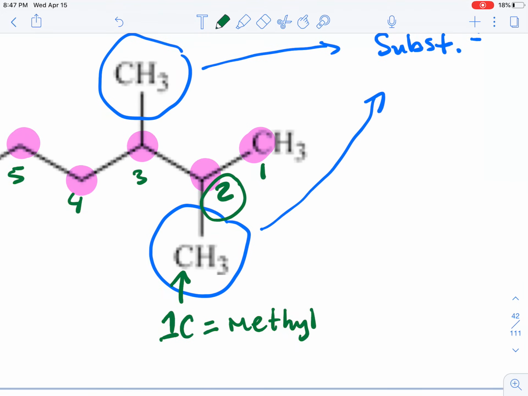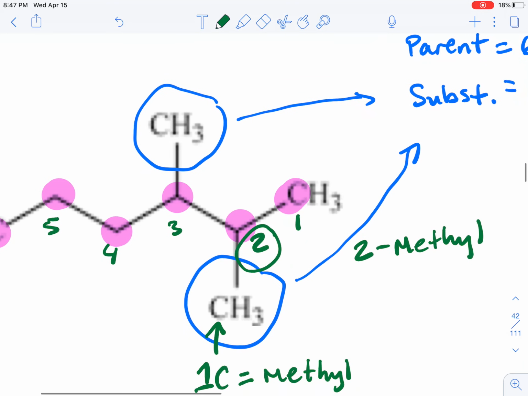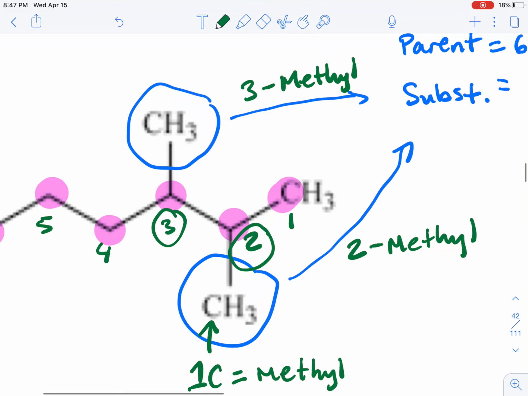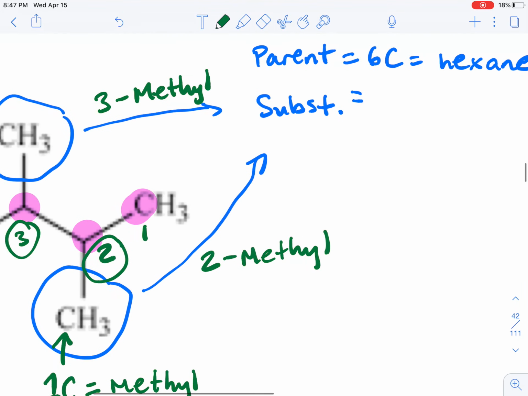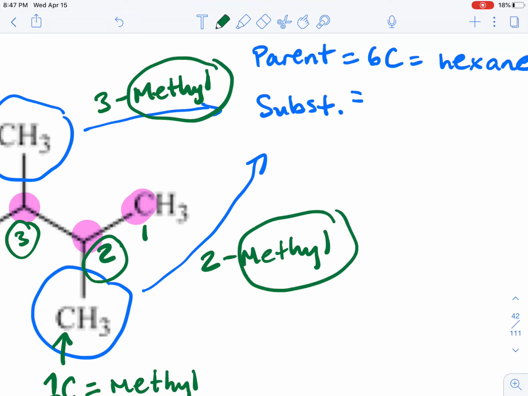And it's on carbon 2, so I'm going to say that's 2-methyl. Here, this other methyl is on carbon 3, so I'll say 3-methyl. Now, if you guys notice, I have the same substituent. So therefore, I'm going to go ahead and combine them by saying dimethyl, since I have two methyl groups.